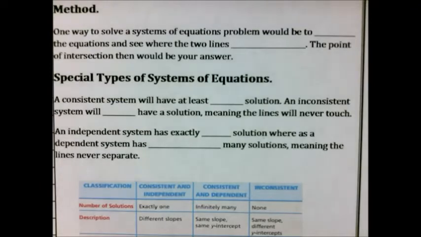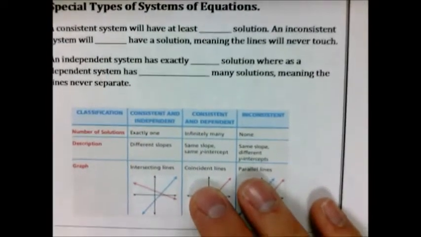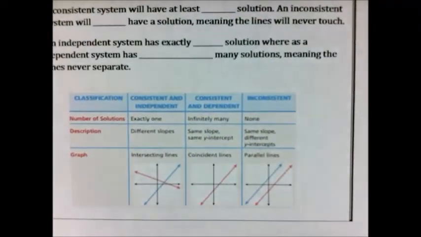An independent system has exactly one solution. Okay, so remember, a consistent system has at least one solution. An independent system has exactly one solution. There's no more than that. Whereas a dependent system has infinitely many solutions, meaning essentially that the lines never separate, that they're the exact same line.